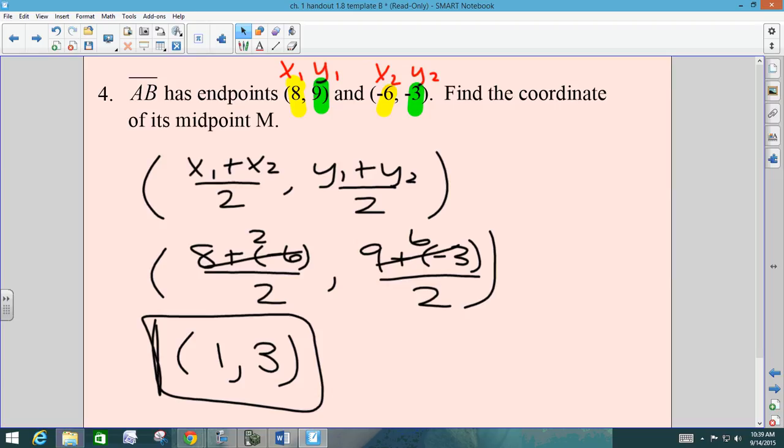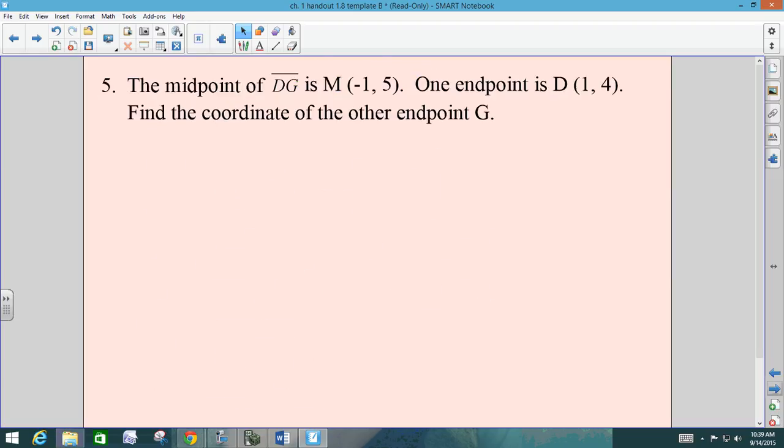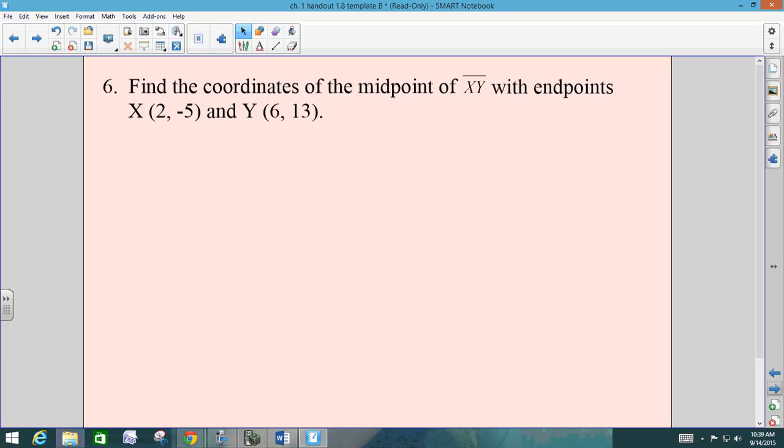Jack. If it says use the midpoint formula, then I have to see it. Does that answer your question? Okay. All right, we're going to skip 5 for a second. We're just going to go to 6. Go ahead and do number 6 for me.